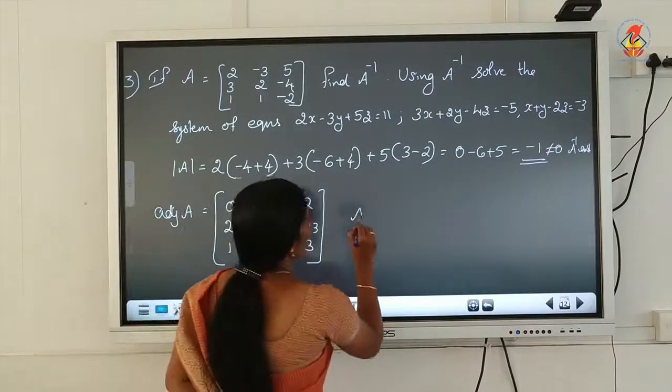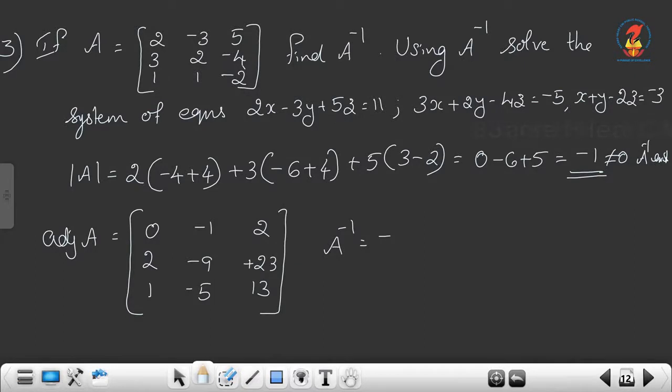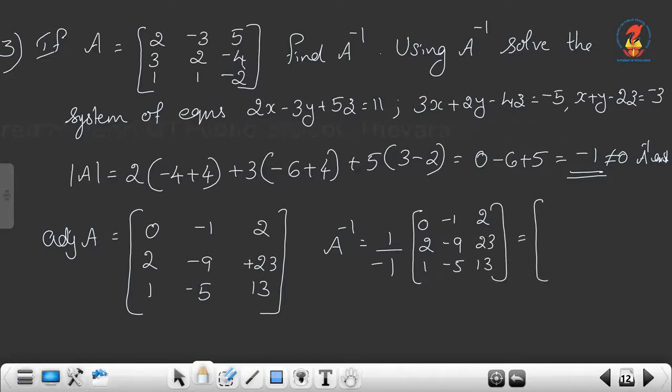Now A inverse is equal to 1 by minus 1 of this one, that is 0 minus 1 2, 2 minus 9 23, that is multiplying by minus 1, 0 1 minus 2, minus 2 9, minus 23, minus 1 5, minus 13. So that is A inverse.